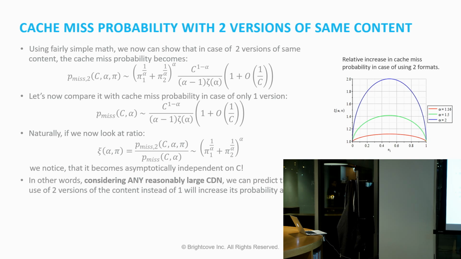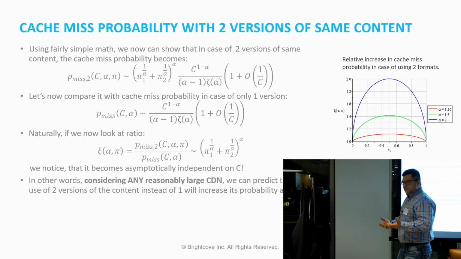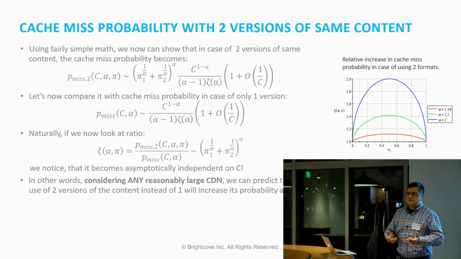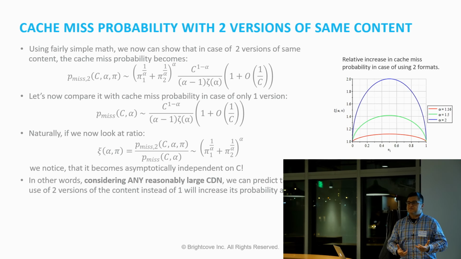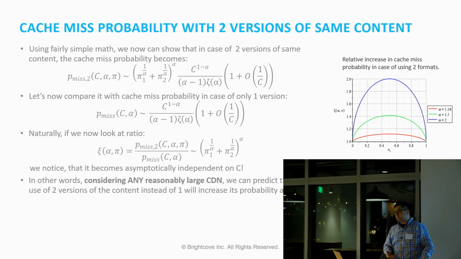And what it shows is that if both formats are equally probable, we stay in the middle, then the impact on cache miss will be the most significant. So if you try to push two formats over the CDN and one is not used at all, this is wonderful. It's not going to mess with the other content, it's going to stay there. But if you push two formats and they are both equally probable, that's where they start fighting with each other. That's where you get a very significant impact on the cache miss probability.